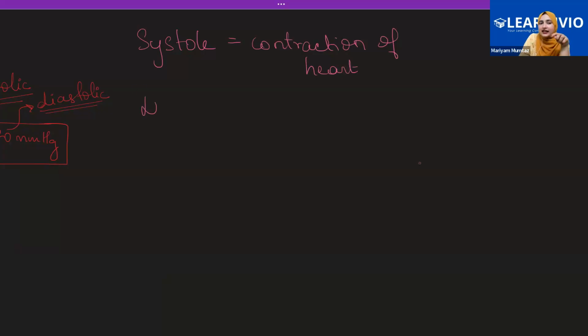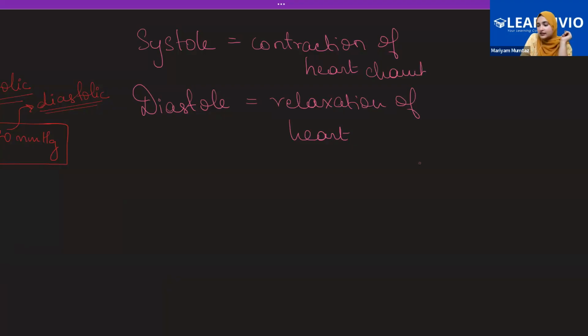And the next word is diastole. Diastole means the relaxation of the heart. Okay, so relaxation of the heart chamber. Basically because the whole entire thing is being done by the chambers itself. So the contraction and the relaxation is what we call the systole and the diastole.